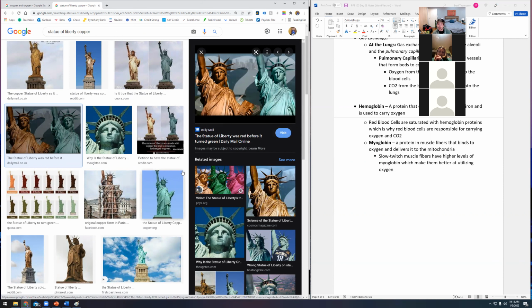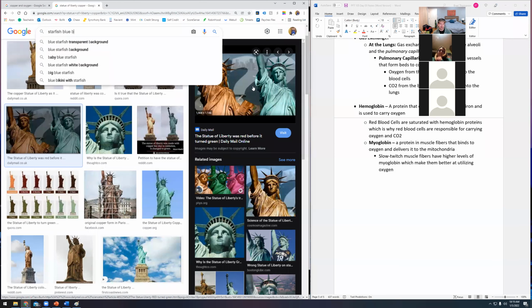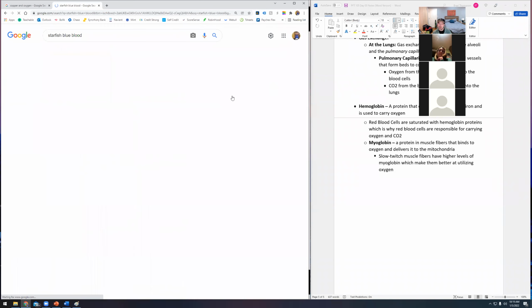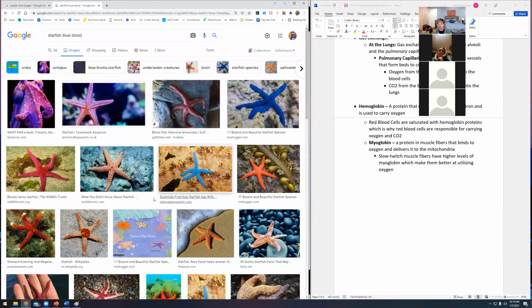Now, there are animals on the planet that have blue blood. In fact, Patrick from SpongeBob probably has blue blood. I mean, they're not going to show that on TV, but that's a kid's cartoon. But like starfish actually use copper to bind oxygen and deliver it around their body. They don't use iron the way we do.